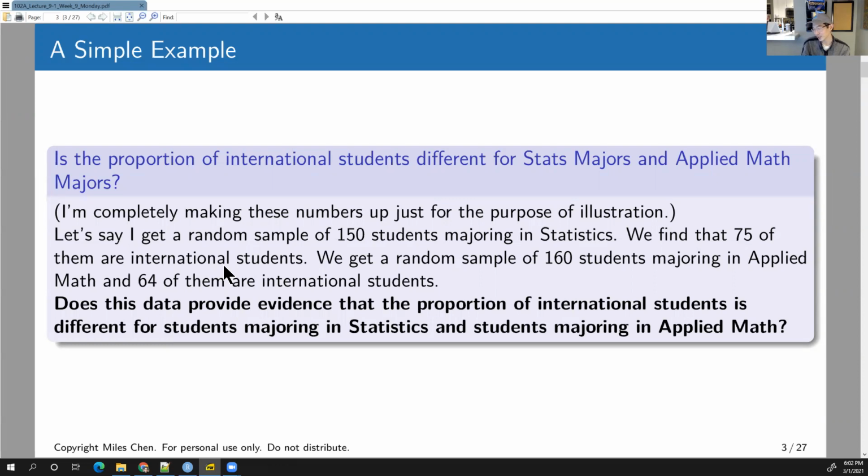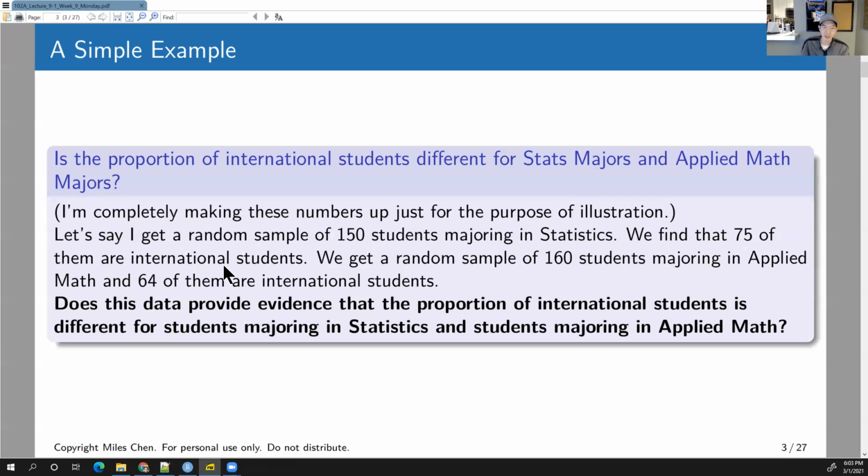So you can major in stats or you can major in applied math, and I think we have a pretty good mix of students, some minoring in stats, some minoring in applied math, some majoring in one or the other or something else. Anyway, let's say I got a random sample of 150 students majoring in stats, and we survey them, and we find that 75 of them are international students. And then we get a random sample of 160 students majoring in applied math, and 64 of them are international students. The question is, does this provide evidence that the proportion of international students is different for students majoring in statistics and for students majoring in applied math?